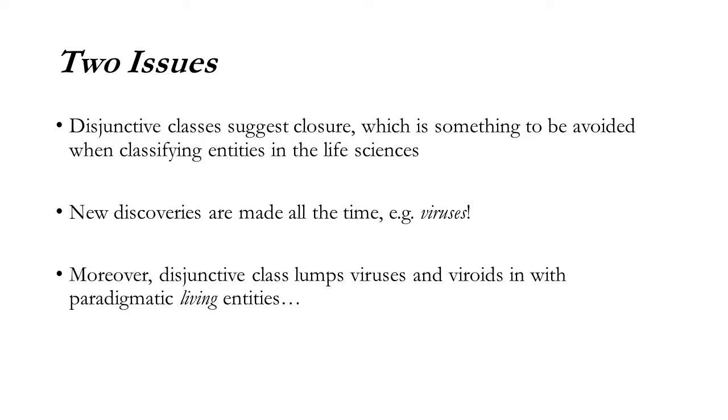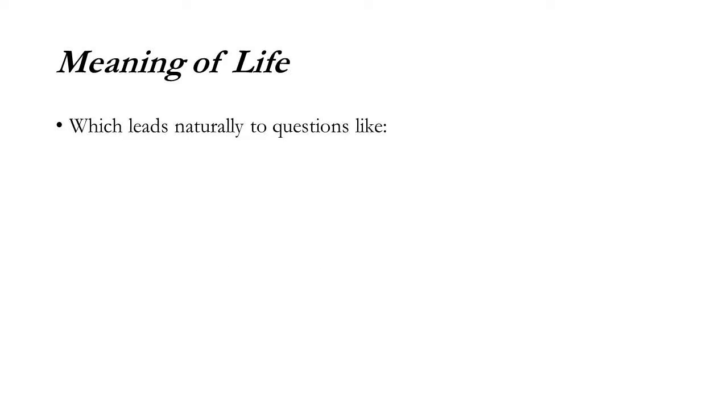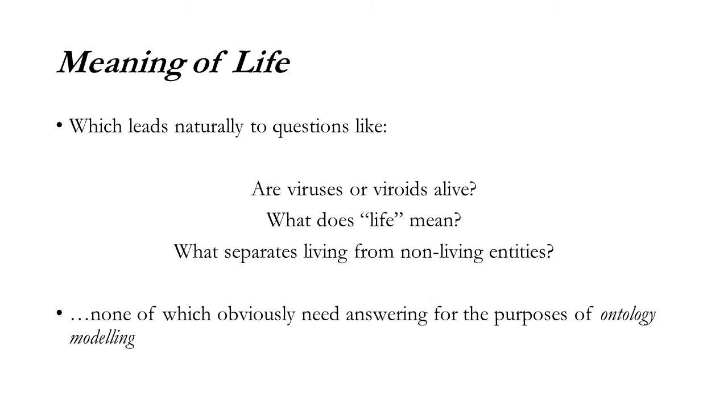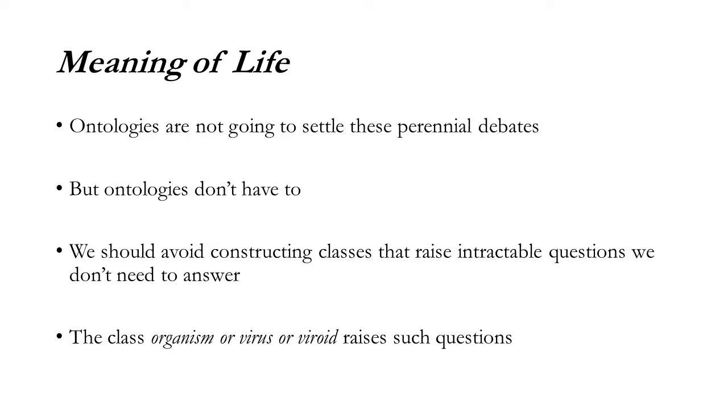So here's another issue. Disjunctive classes like this lump viruses and viroids in with paradigmatic living things. Guess what? This is a perennial, intractable sort of question. Namely, questions like, are viruses or viroids alive? What does life mean? What separates living from non-living things? These are fascinating. Don't get me wrong. I'm a philosopher. These are fascinating questions, but none of them need to be answered for the purposes of building an ontology that covers viruses. Ontologies are not going to settle these questions. They don't have to. And we should really avoid constructing classes that raise intractable questions we don't need to answer.